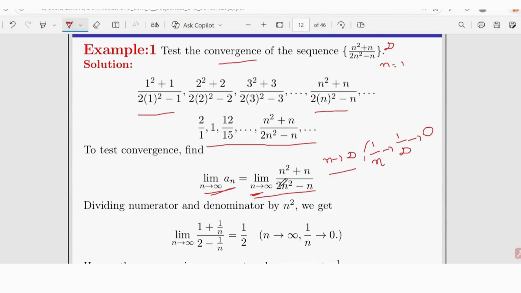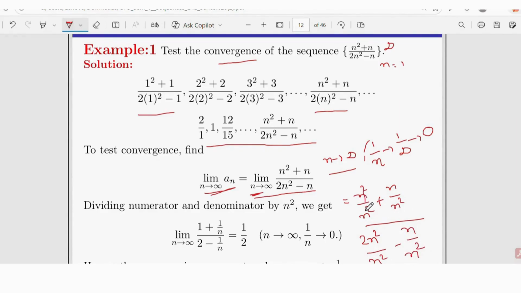Here, each term is divided by n square. In the numerator we get n square divided by n square plus the second term, n divided by n square. In the denominator, again, we have 2n square divided by n square minus n divided by n square. So numerator and denominator are divided by n square.